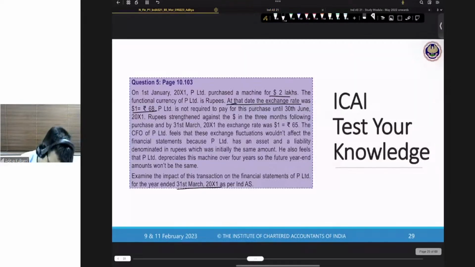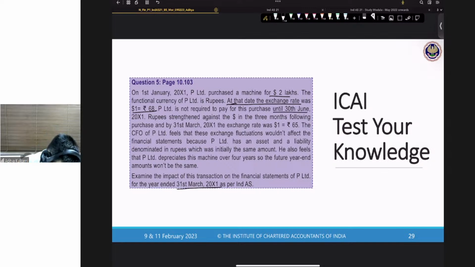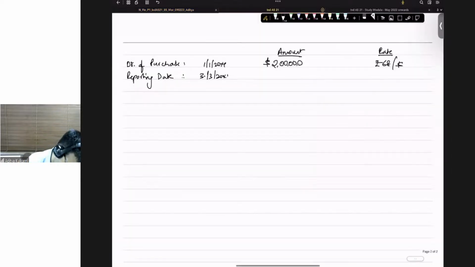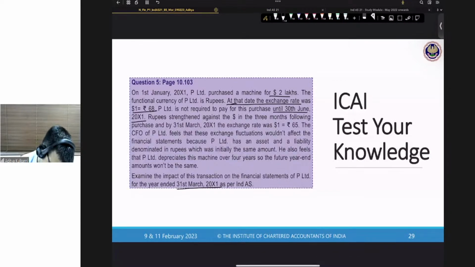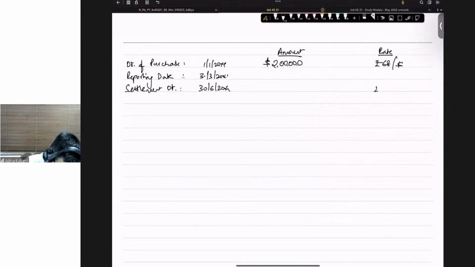March 20x1. And settlement date. Have they given the settlement date? P is not required to pay until 30th June. So settlement date is 20x1. Okay. The exchange rate was $1 equals 65.